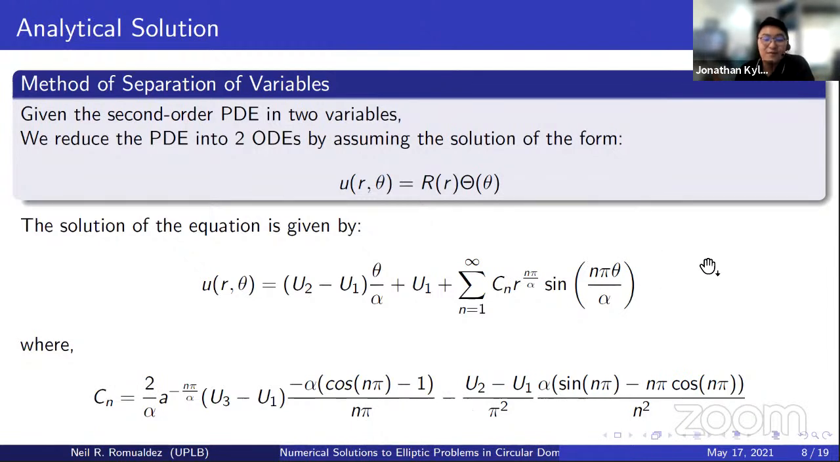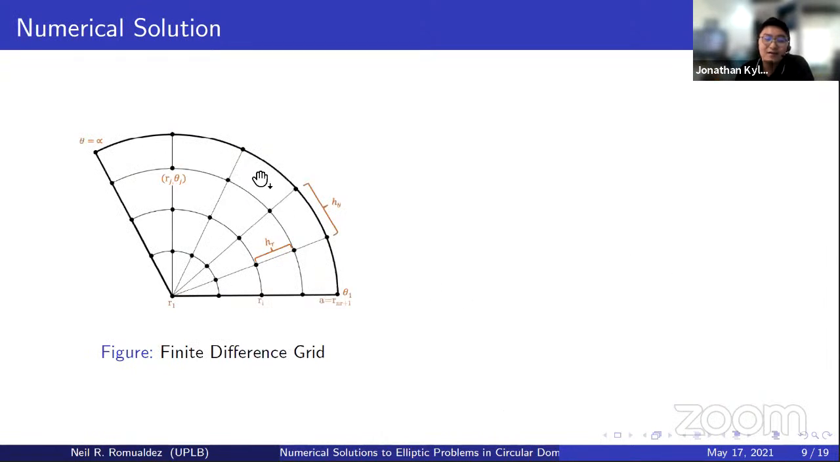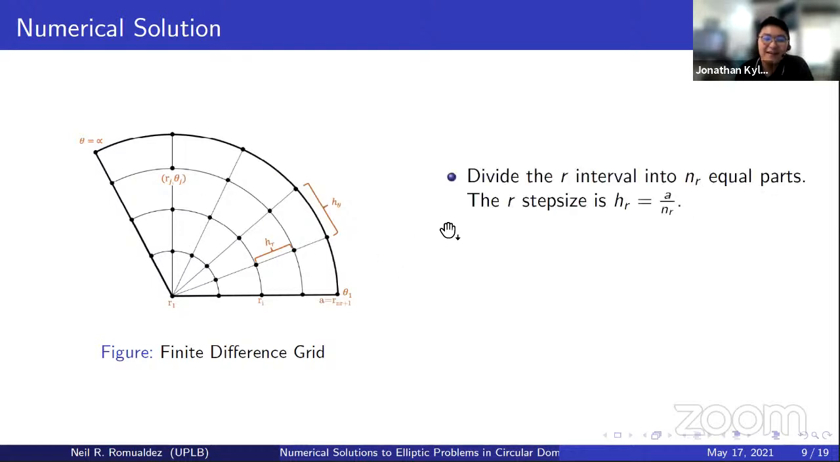For his numerical solution, as I said, it's a mesh type. Finite difference method is a mesh type numerical solution. So he first, I believe the term is discretization, turns his domain into a mesh or a grid. First he divides the radius interval into equal parts, so his step size will be a over n sub r.